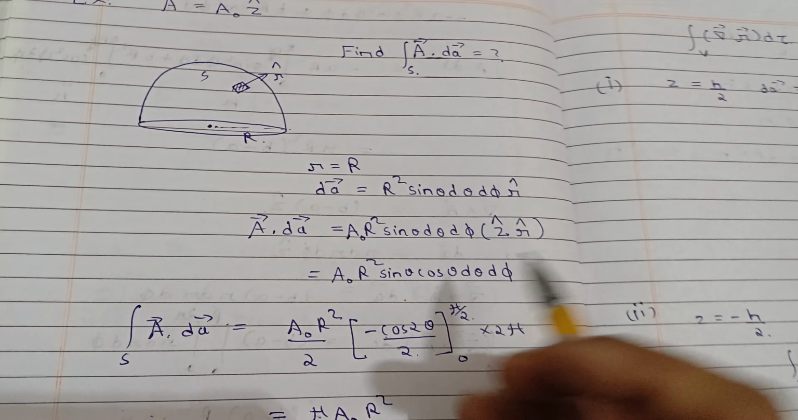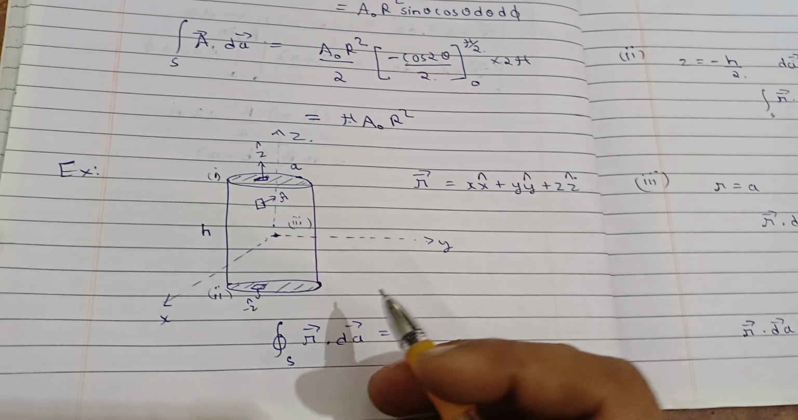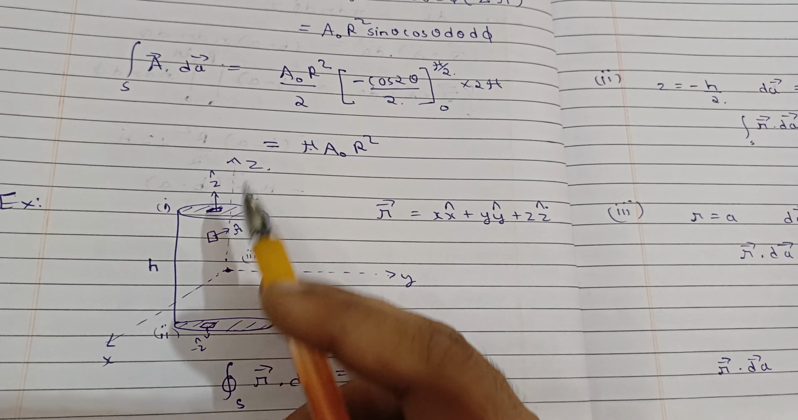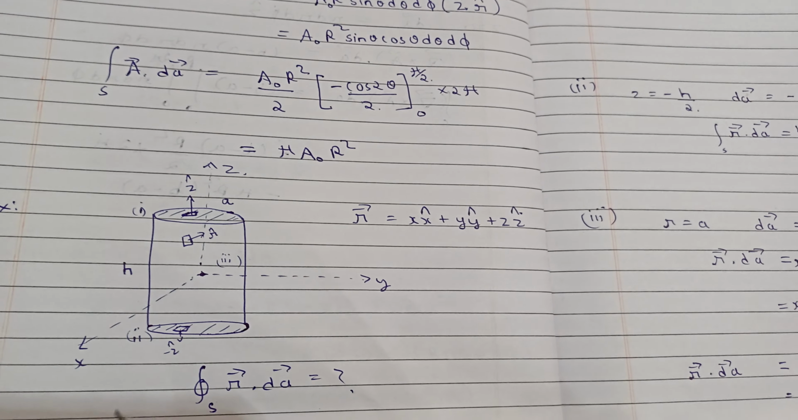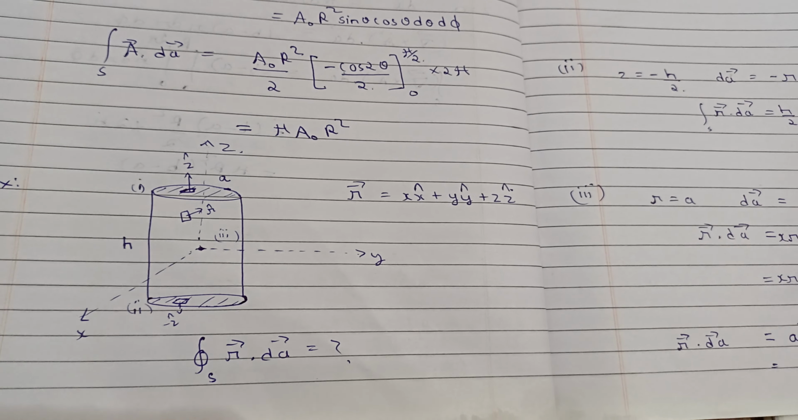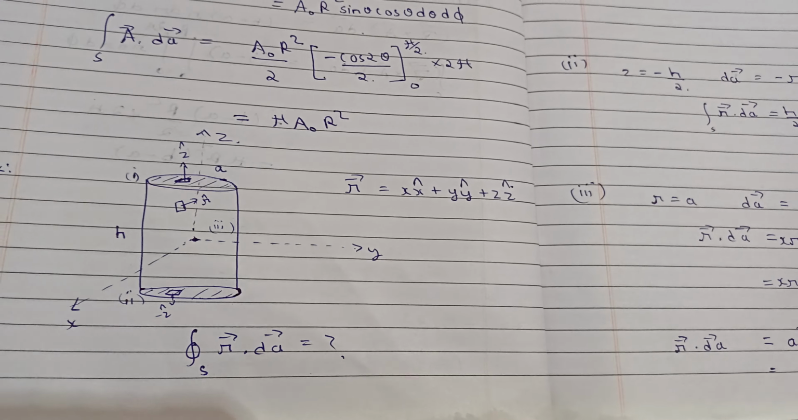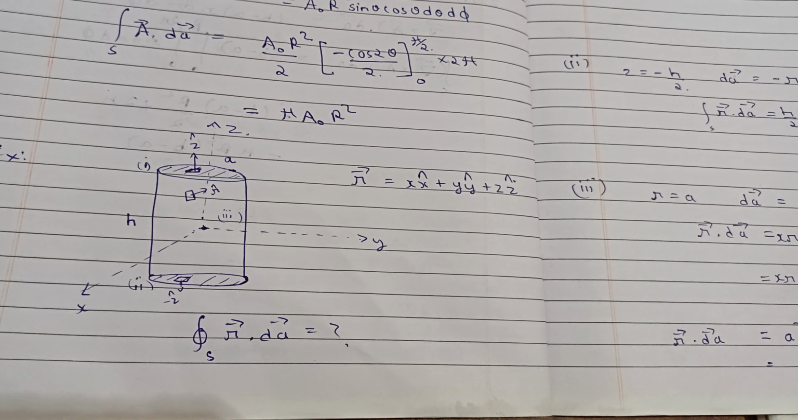So see, that's how you use this here. That is the important thing. You must learn this. Now let's take another example. This is the cylinder given in this system. It goes from minus h on the lower side to h on the upper side of the xy plane. We need to calculate r dot dA for the complete surface. This is a closed surface, so we need to calculate for all the surfaces. So see how you can find this r dot dA.